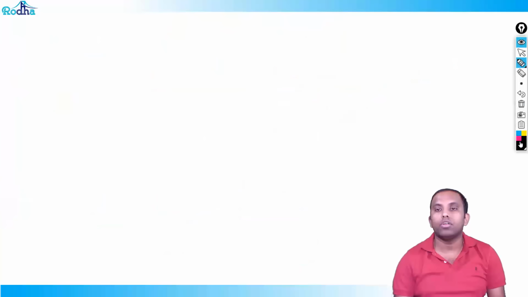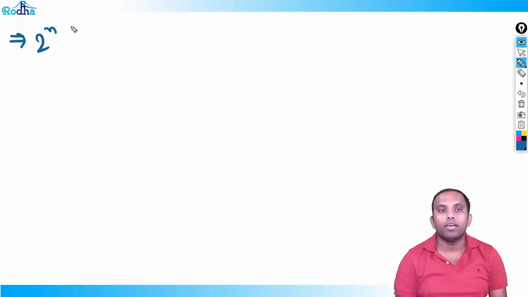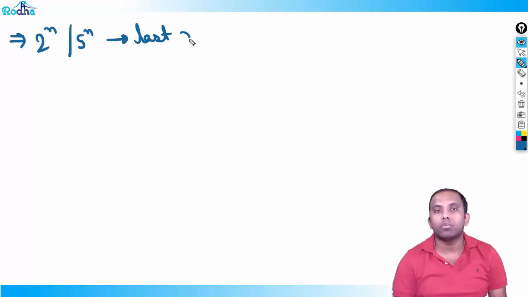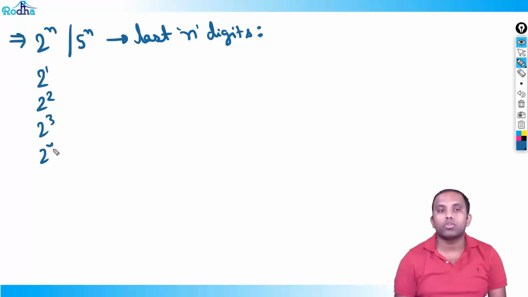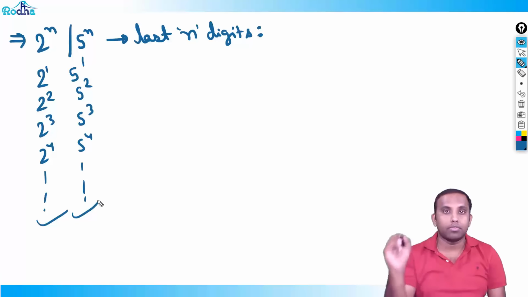Therefore, I can generalize that for 2 raised to n and 5 raised to n, I have to only look for divisibility for the last n digits. Divisibility for last n digits. That's it, right? For example, if it is 2 raised to 0, 2 raised to 1, 2 square, 2 cube, 2 raised to 4, so on. 5 raised to 1, 5 square, 5 cube, 5 raised to 4, so on, right? This will take care of all these numbers, fully.